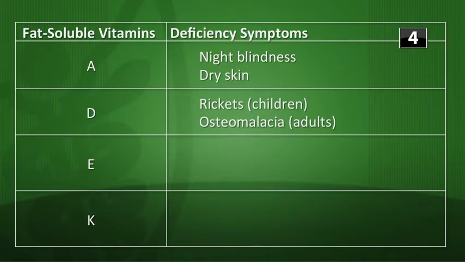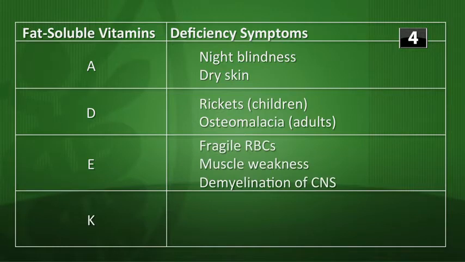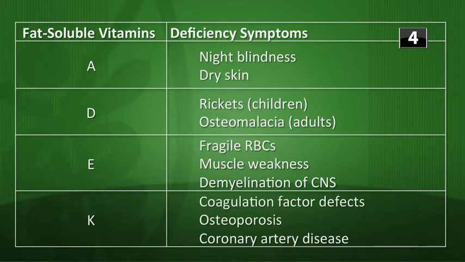And then vitamin E deficiency results in fragile red blood cells, muscle weakness, and demyelination of the CNS. And vitamin K deficiency causes coagulation factor defects, which can lead to heavy menstrual bleeding in women, anemia, bruising, bleeding gums, epistaxis or nosebleeds. And then also, low vitamin K levels are associated with osteoporosis and coronary artery disease.